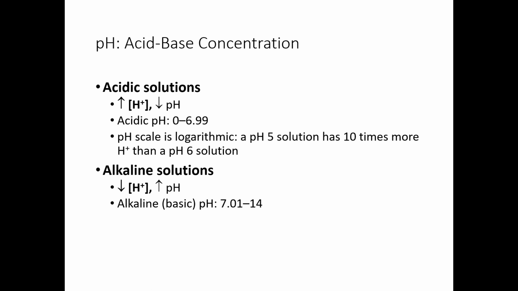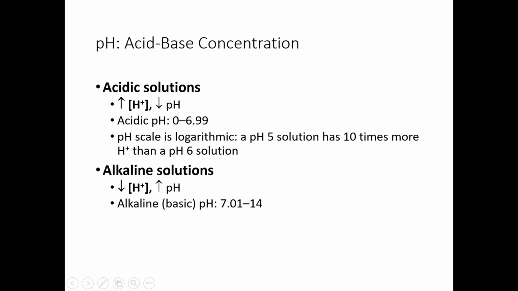Okay, acidic solution. Let's summarize. Acidic solutions have a high concentration of hydrogen ions, and their pH will be from 0 to 6.99. So, if you see that some solution has pH 1 or 2 or 6.3, that would be an acid or acidic solution.